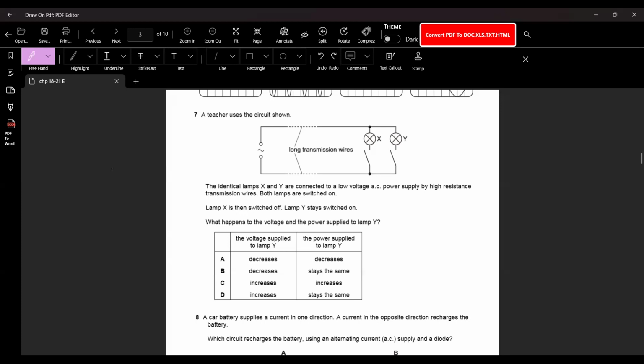Voltage and power are directly proportional to each other, right? P is equal to V squared over R. So if the voltage increases, so does the power supply.